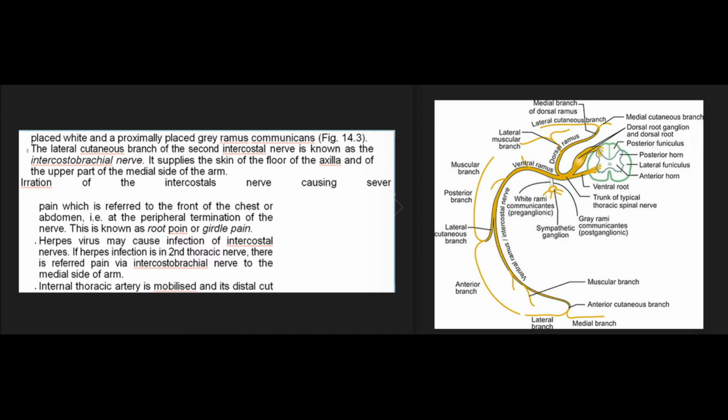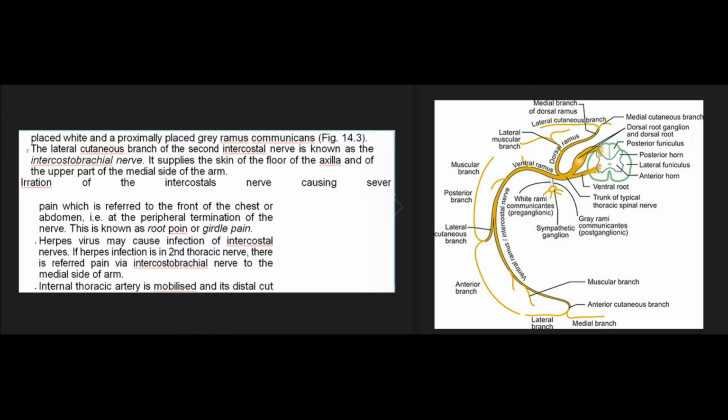2. The lateral cutaneous branch of the second intercostal nerve is known as the intercostobrachial nerve. It supplies the skin of the floor of the axilla and of the upper part of the medial side of the arm. Irritation of the intercostal nerves causes severe pain, which is referred to the front of the chest or abdomen, i.e. at the peripheral termination of the nerve. This is known as root pain or girdle pain.